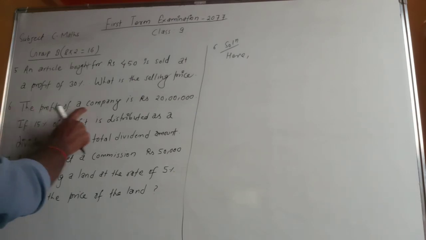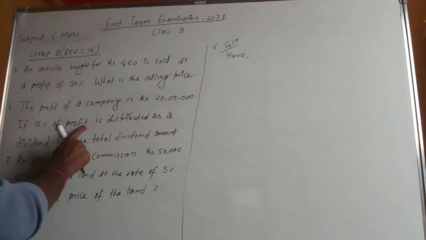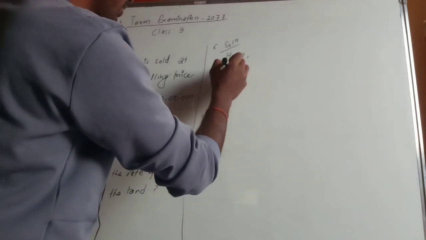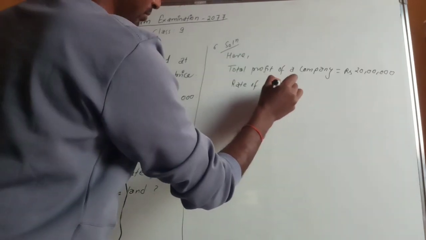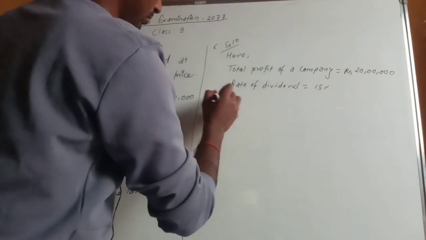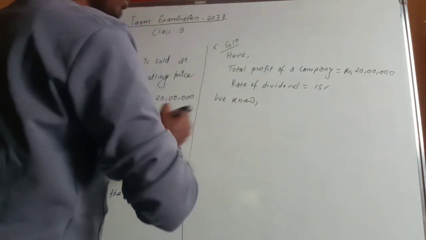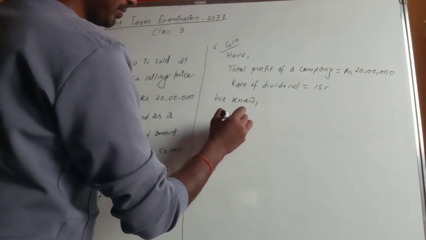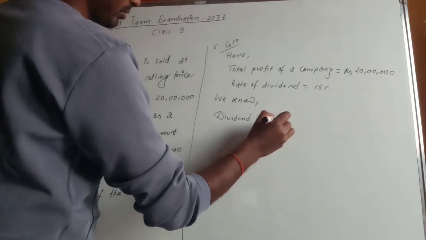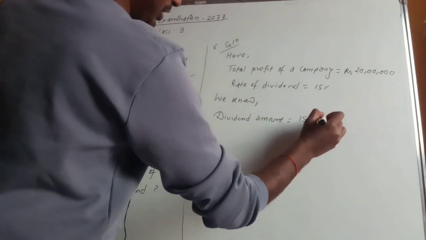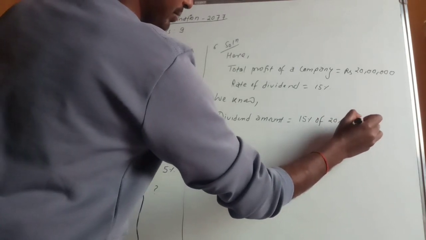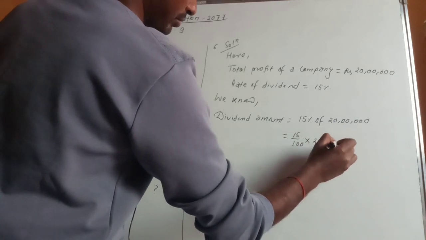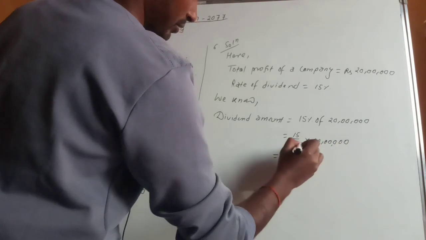Question number 6. The profit of a company is Rs 20 lakh. If 15% of profit is distributed as a dividend, find the total dividend amount. Here, the total profit of a company is given. The rate of dividend is always calculated on the profit amount. That means dividend amount equals 15% of 20 lakh. Zero zero cancel out.